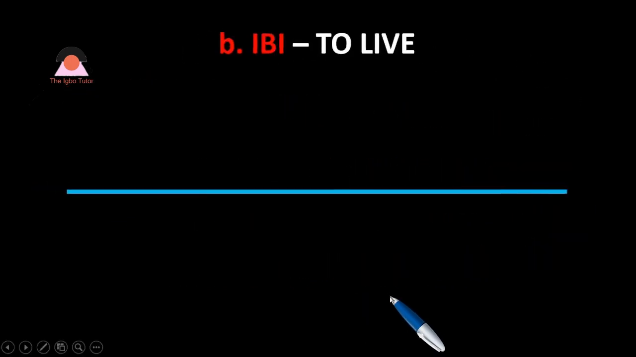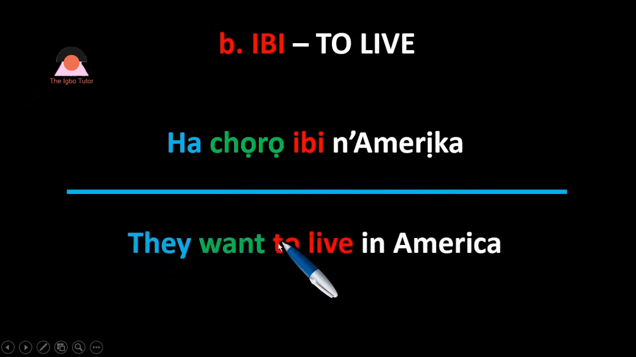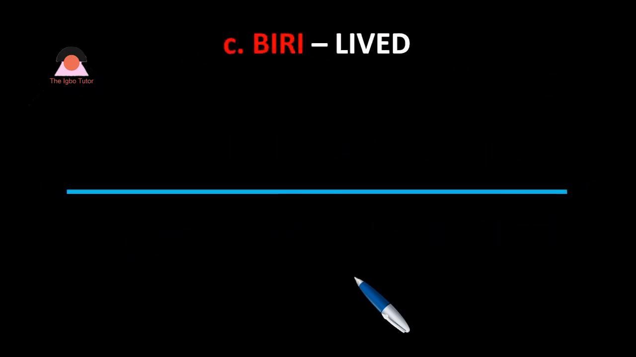We move on now. The next one is ibi, to live. Make a sentence for this. Ha chọrọ ibi na America. Of course, we Igbo-nized America here. What does this mean? They want to live in America. We'll move on to the next one.